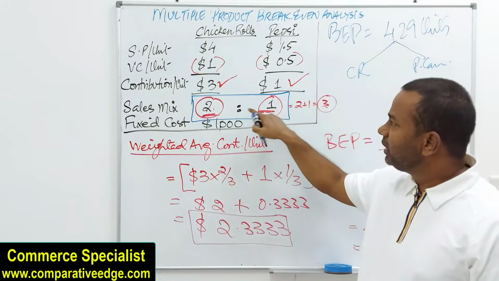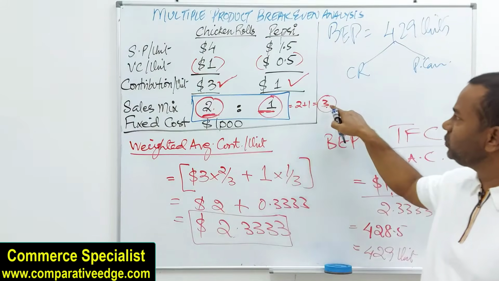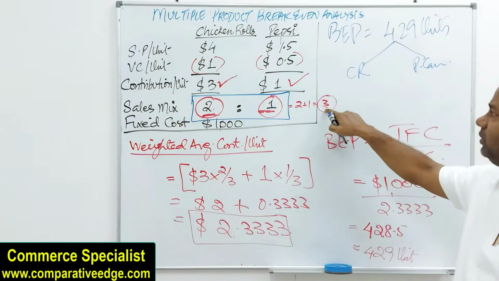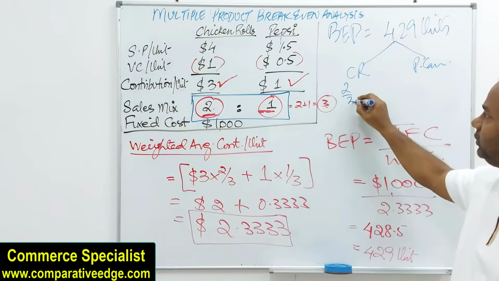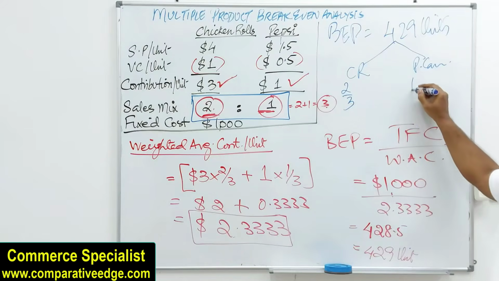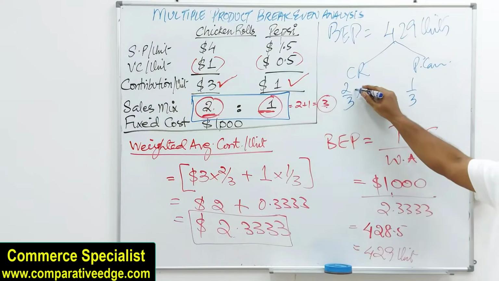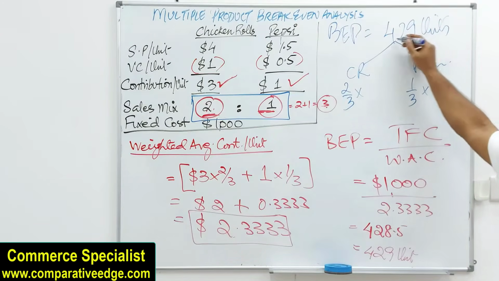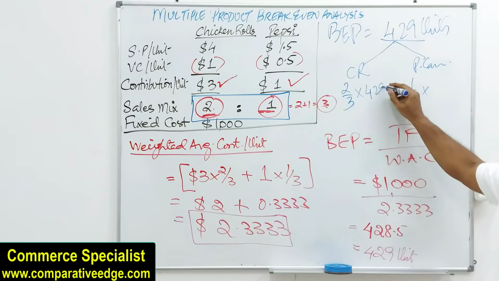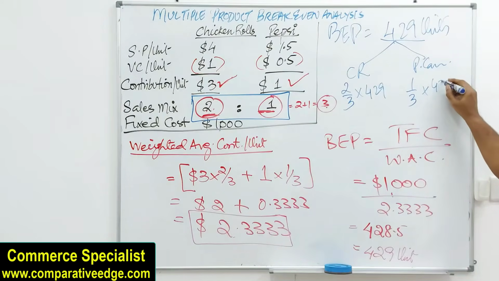2:1. Sum of ratio 2 plus 1 is 3. So for chicken roll, the ratio comes to 2 divided by 3. So it is 2 upon 3. And for Pepsi, it is 1 divided by the total. This is 1 upon 3. Multiply by what? The break-even. So 2 upon 3 multiplied by 429 and 1 upon 3 multiplied by 429.